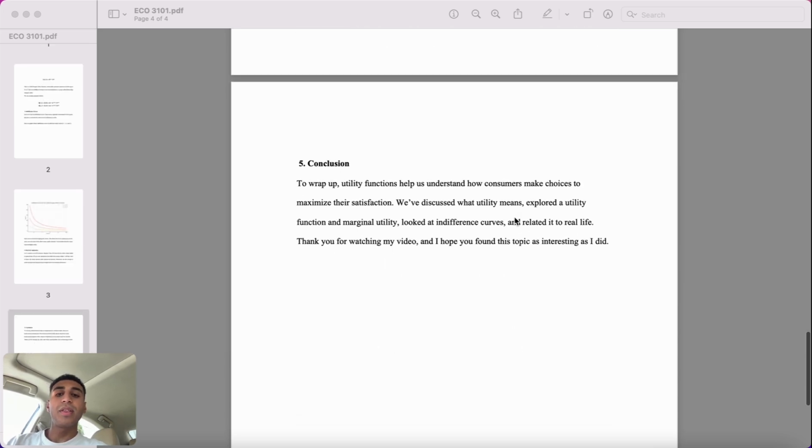So to wrap up, utility functions help us understand how consumers make choices to maximize their satisfaction or happiness. We've discussed what utility means, then explored the utility function and marginal utility, and looked at indifference curves in the graph. And last but not least, we related it to real life.